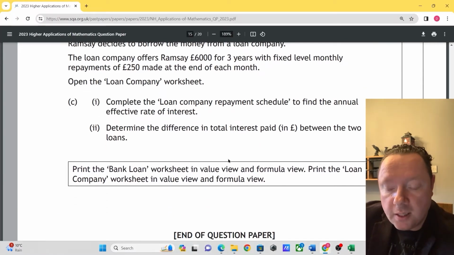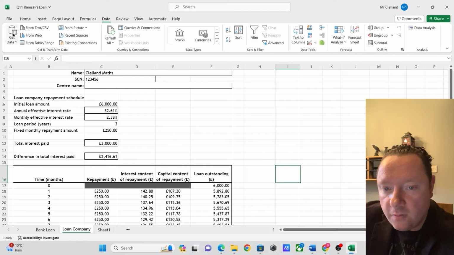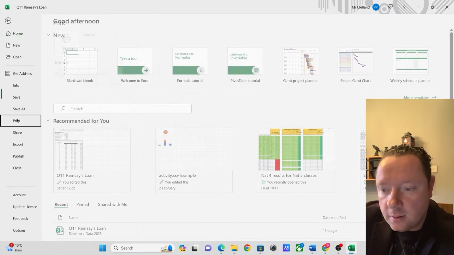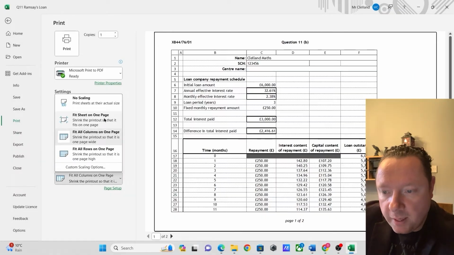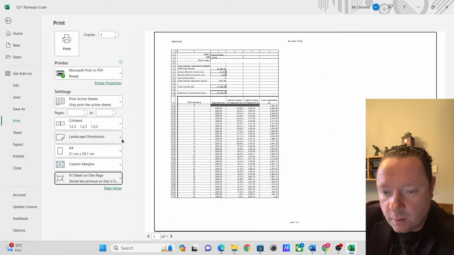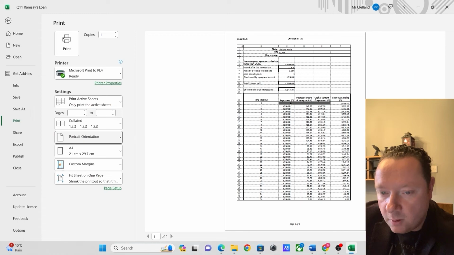So again, we're just printing this bank loan worksheet in value view and formula view. So just a reminder, you go File, Print. There's the page, but we want it on one sheet only. So we go to Fit Sheet on one page. Check which one looks better. I think that one looks better. And then we just print that.